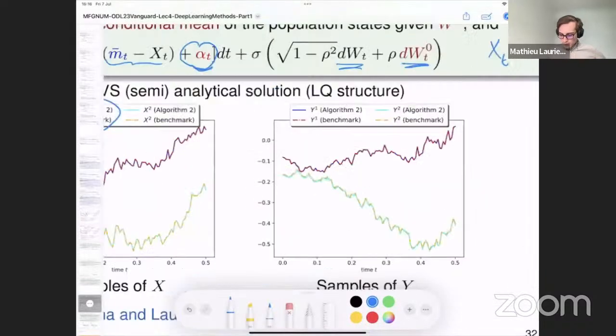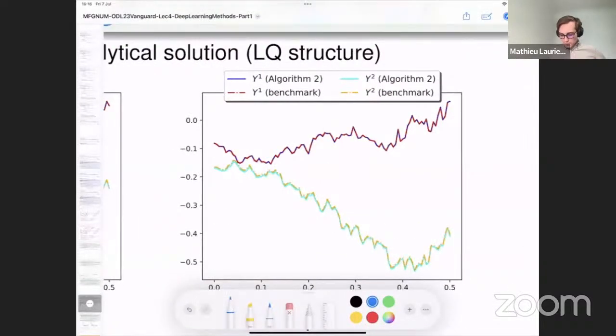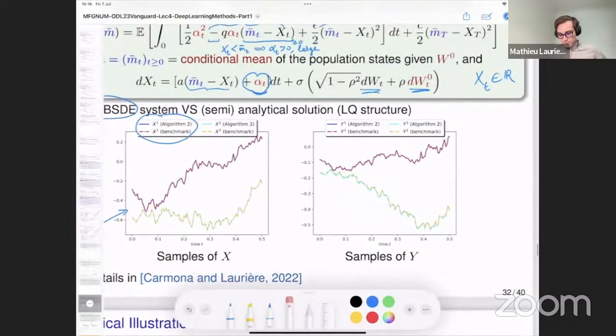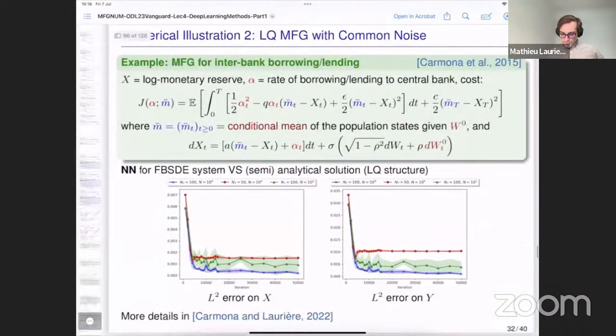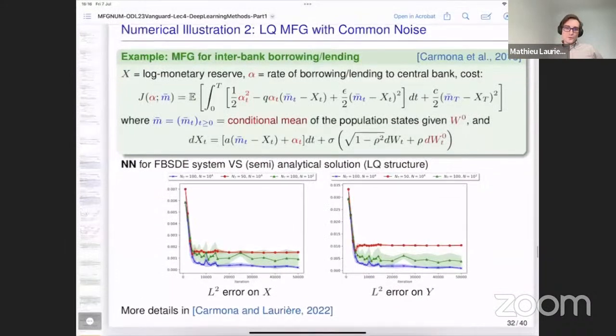For the backward equation, it's quite precise, but you see there is a bit more discrepancy. This is probably due to the fact that you try to solve the BSDE using a forward equation. So you try to guess the initial point and you shoot for the terminal condition. If you make a little bit of error at the beginning, it may stay there and accumulate. So in general, you may see a bigger error in the backward than in the forward.